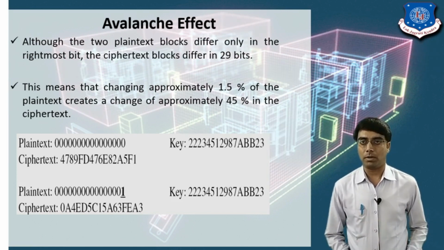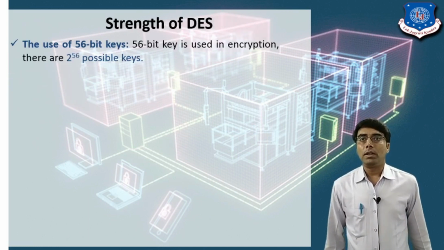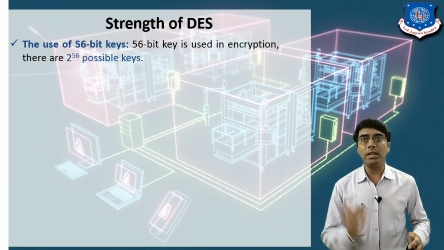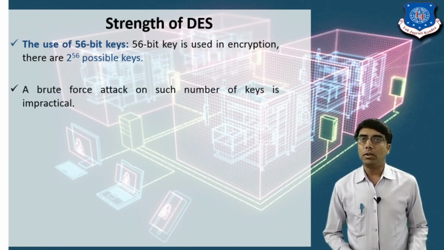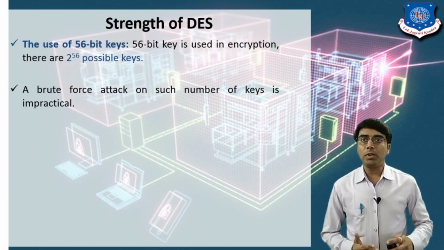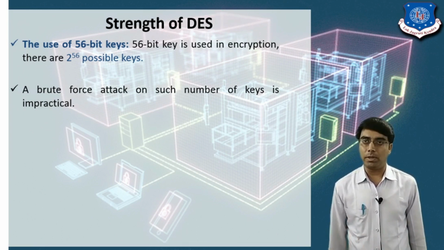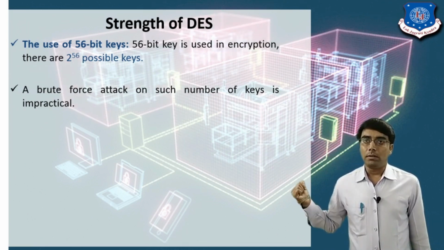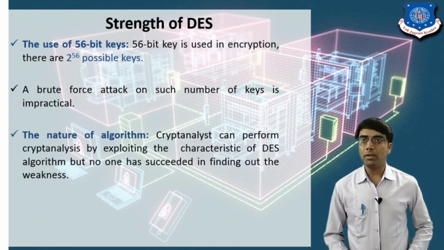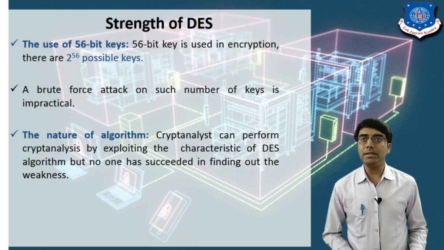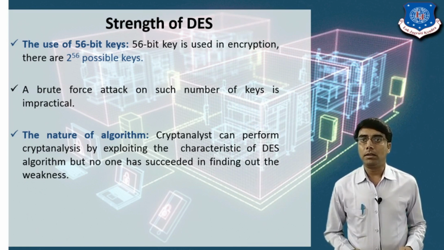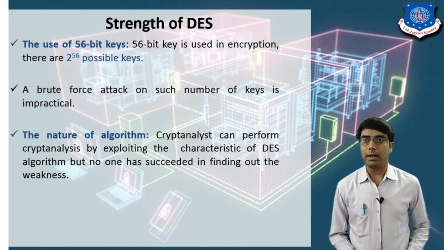Now, what is the strength of the DES algorithm? As you know, the size of the key is a 56-bit key, right? So a 56-bit key is used for encryption. So there are a total of 2^56 possible keys. So here a brute force attack is not possible because the total number of possible keys is 2^56. So it is impractical to perform a brute force attack.